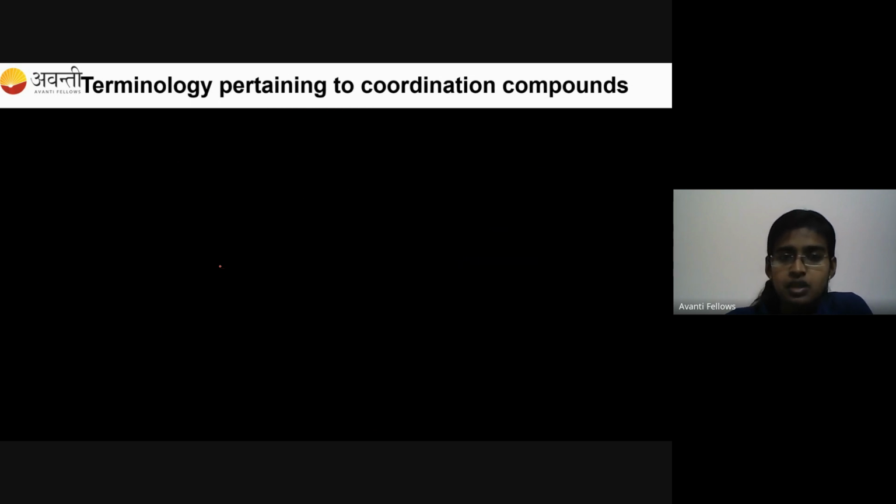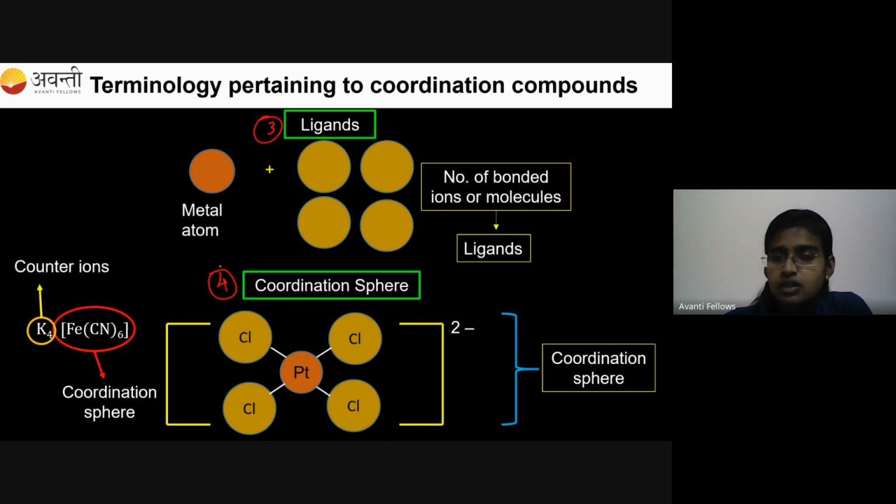Okay. So any doubt till the 4 terms? Coordination entity, central metal atom, ligands and coordination sphere. I hope everything is clear to you. If you have any doubt, put it in the chat box. Okay.